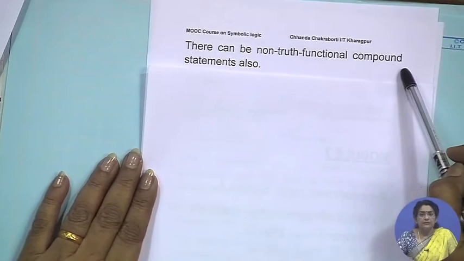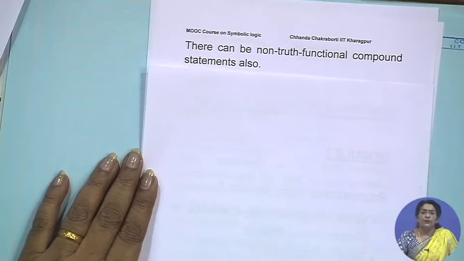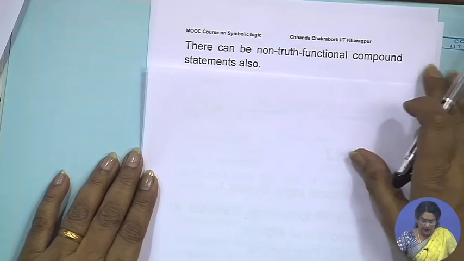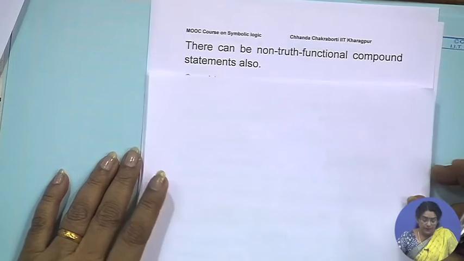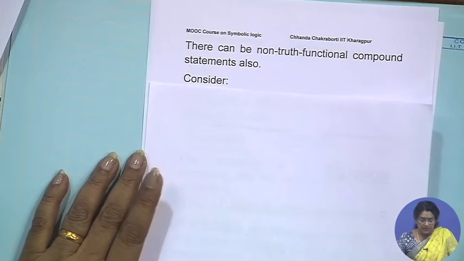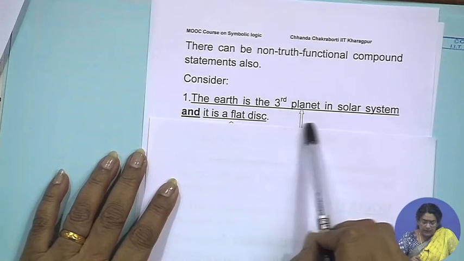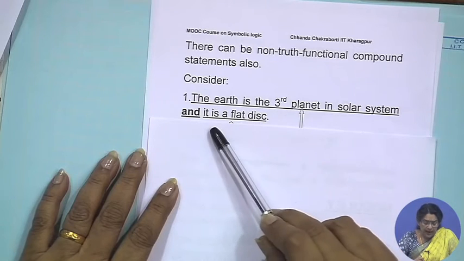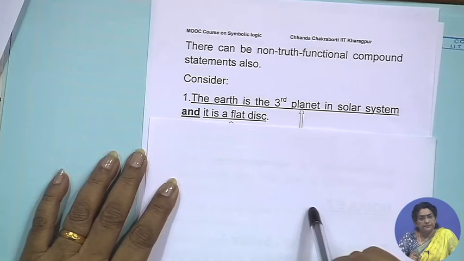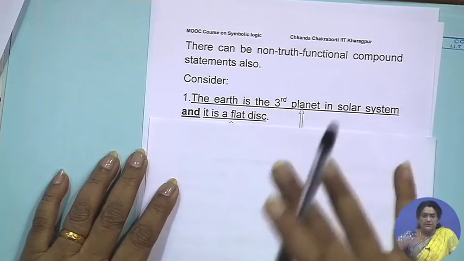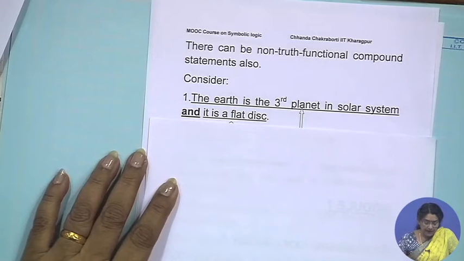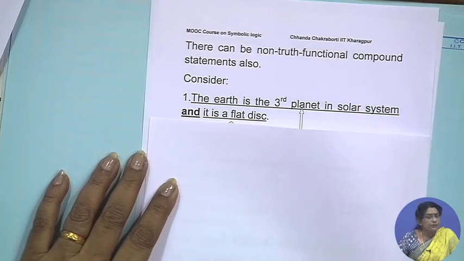So, what we are trying to understand is that there can be compound statements which can be non-truth functional in nature. Okay. Let us move slowly. First, let us consider this example. Suppose I tell you the earth is the third planet in the solar system and it is a flat disk. The question is, how do you know whether this is true or false?